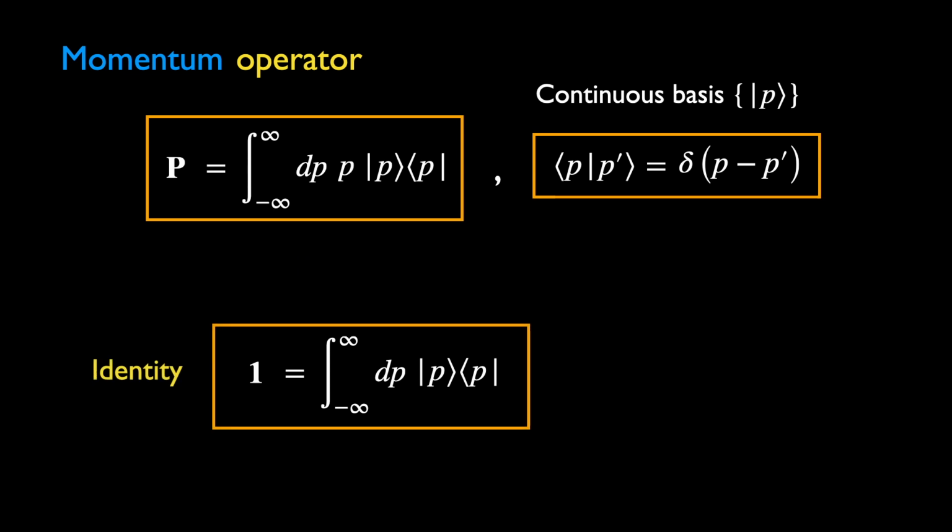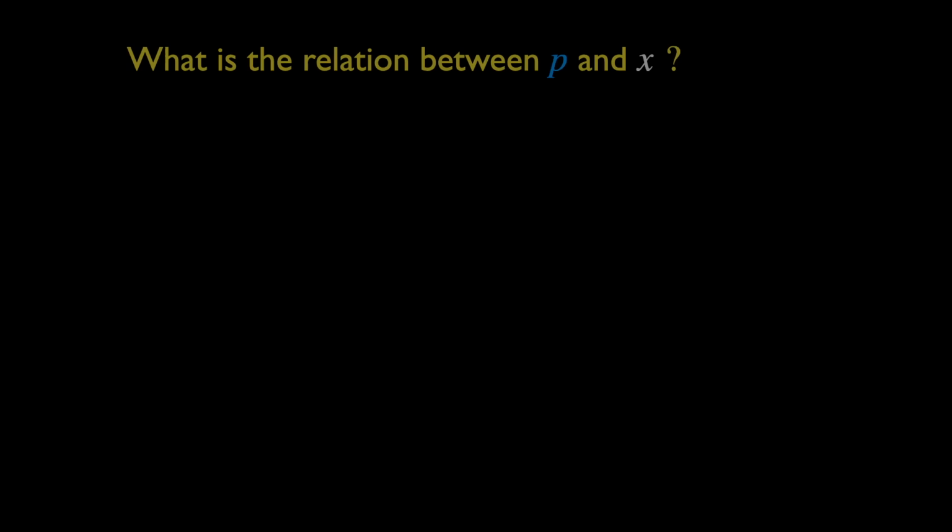At this point, our mathematical description of momentum seems to be identical to position. Just replace x with p, and you get all the same equations. Therefore, to take a non-trivial step forward, we would need to add more physical content. Namely, what is the relation between p and x? Remember where this inner product comes from.